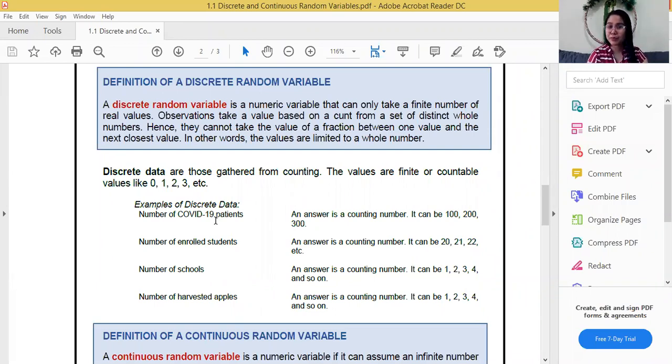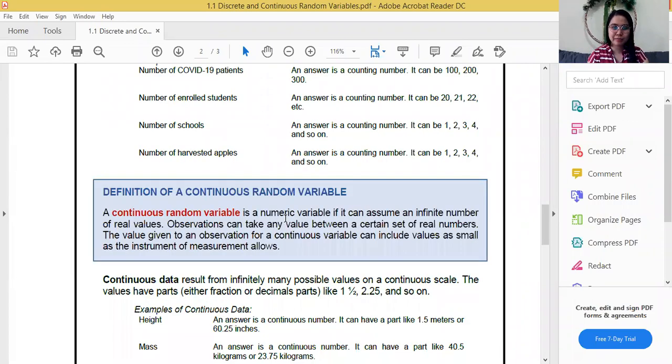Or another, number of enrolled students. The answer is always a counting number. That's 10, 15, 20. Number of schools. The answer is a counting number. Number of harvested apples. The answer is always a counting number. So these are some examples for discrete random variable.